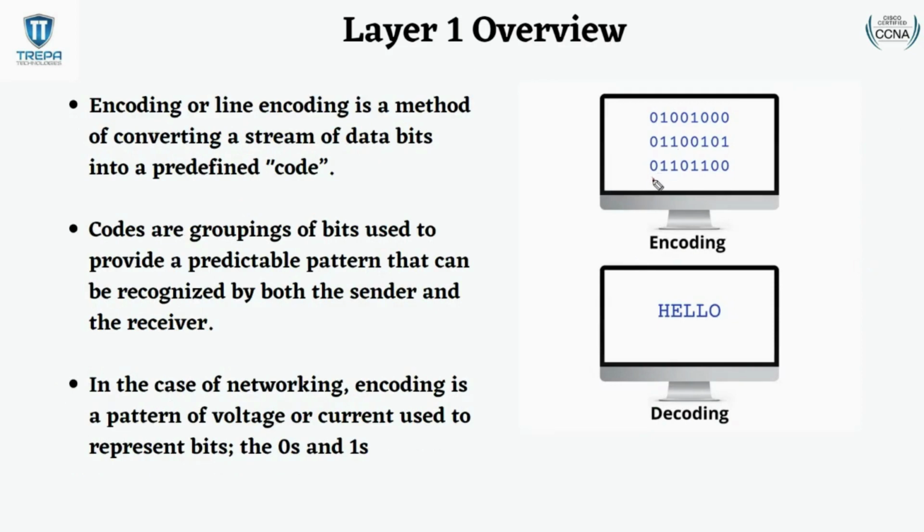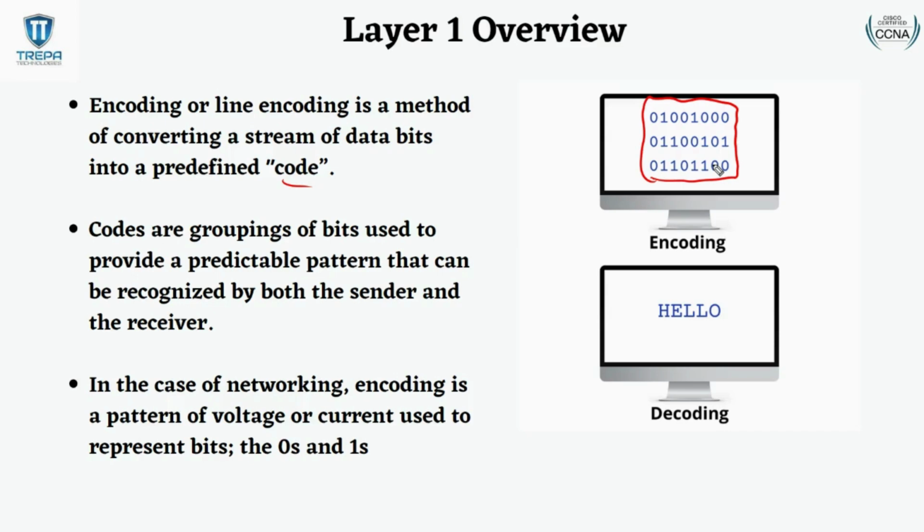Encoding is just a grouping of these bits, or a code, right? And these groupings of bits are used to provide a predictable pattern that can be recognized by both the sender and the receiver. So kind of what we're talking about, right? Encoding is just that pattern of voltage maybe sent across a copper wire that is going to be used to represent zeros and ones, okay?